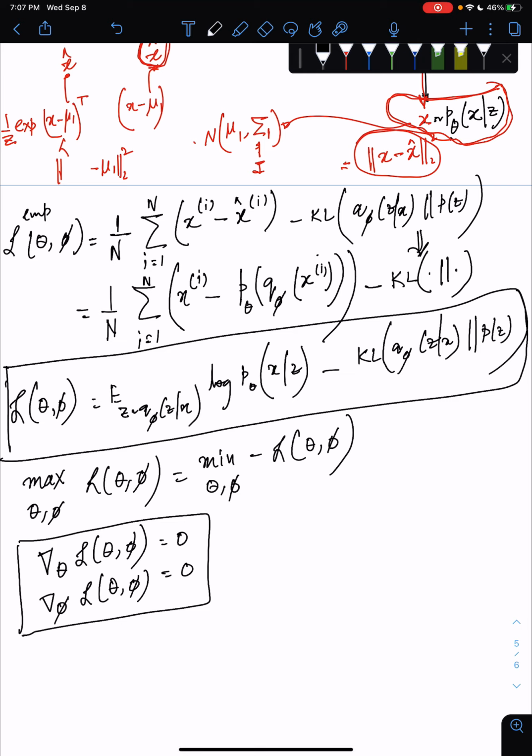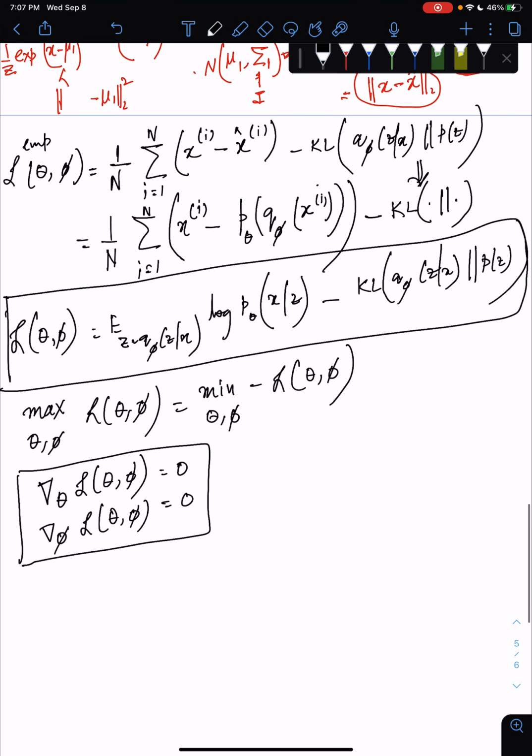Now when we try to take the gradients of this loss function, we will face a particular problem, and we need to overcome that. It's not so simple to take the gradients. Let's take the gradient first with respect to theta.